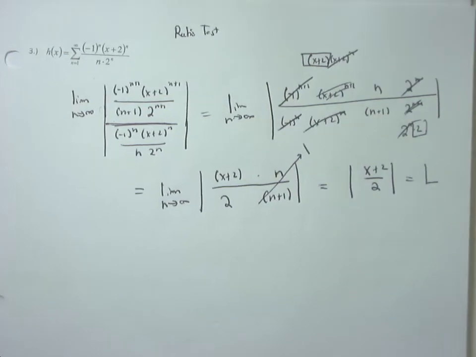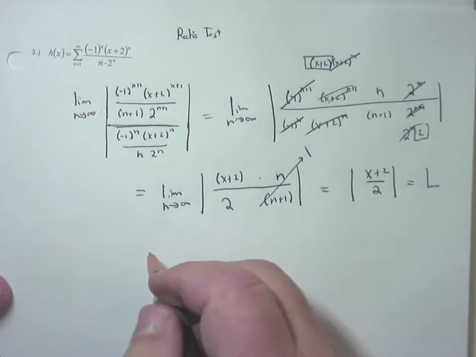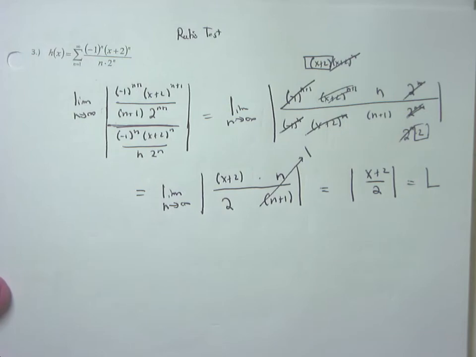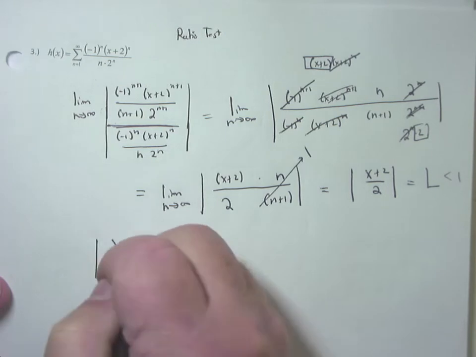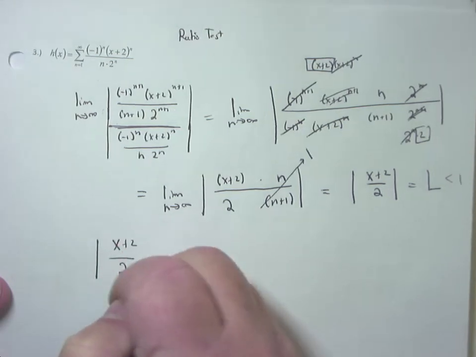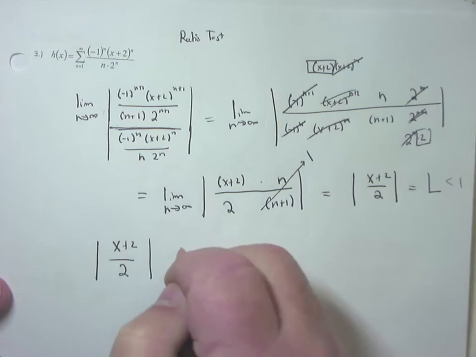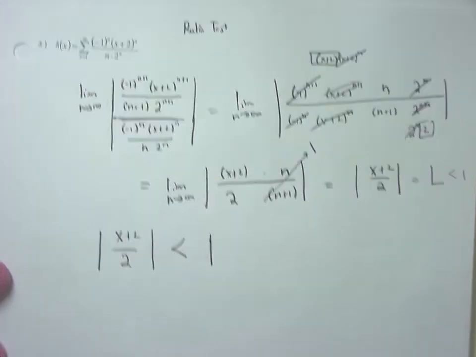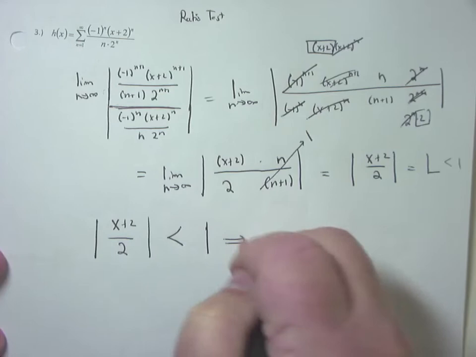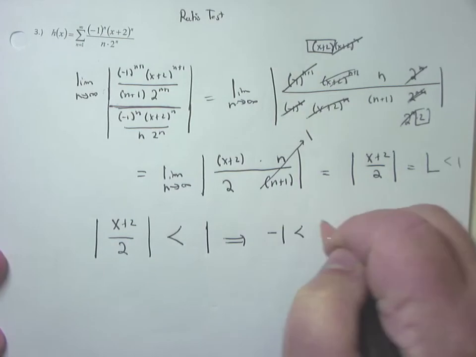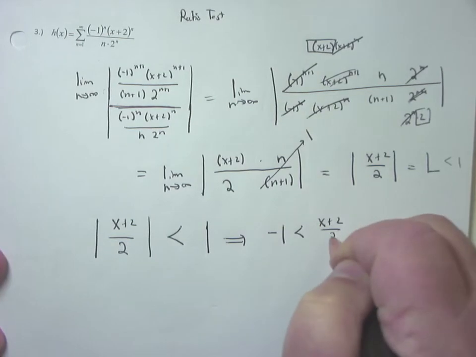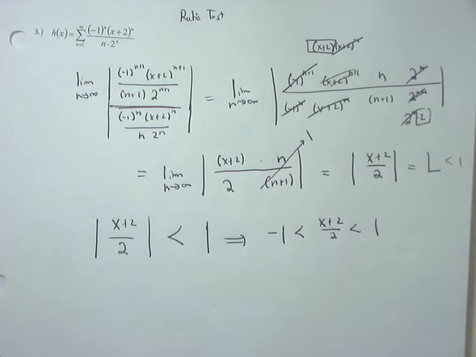Now, we're trying to figure out where this power series is going to converge. We know a power series converges via the ratio test when the L is less than 1. So L has to be less than 1, which implies that the absolute value of x plus 2 divided by 2, your L value, has got to be strictly less than 1. Solving this, we use the double-sided inequality. Negative 1 is less than x plus 2 divided by 2, which is less than 1. Now solve for x in the middle.